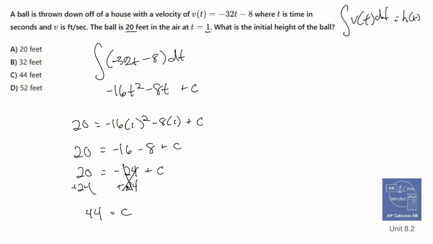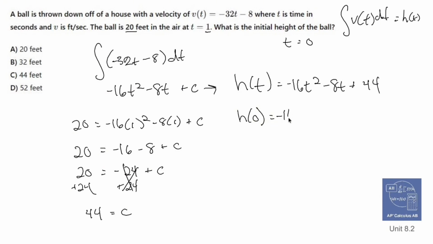So the height formula is going to be h of t equals that guy, but replace the c with 44. That should be h of t, not h of 4. So let's erase it. H of t is going to equal negative 16t squared minus 8t plus 44. Now, my job is to find the initial height of the ball, which means when time is 0. So h of 0 is negative 16 times 0 squared minus 8 times 0 plus 44. Goodbye, and h of 0 is 44 feet in the air.